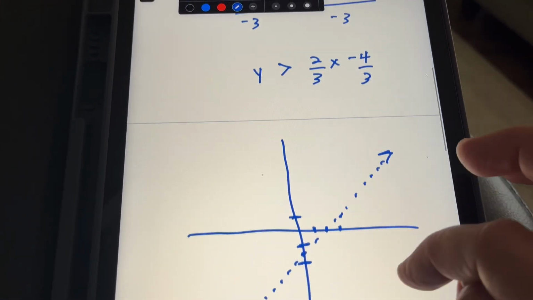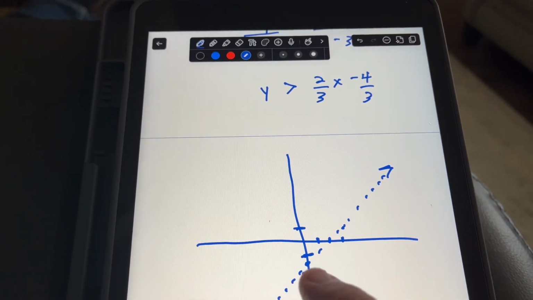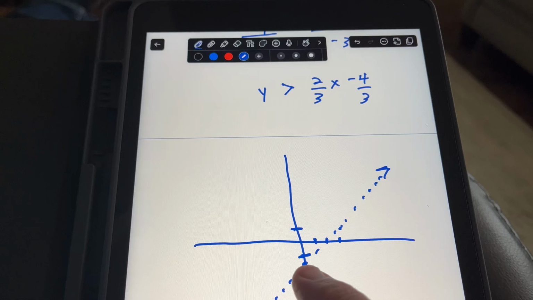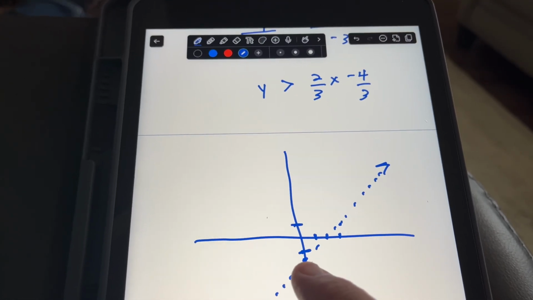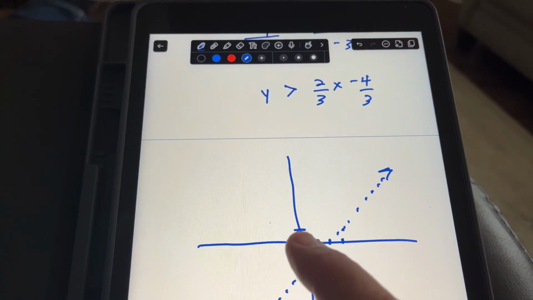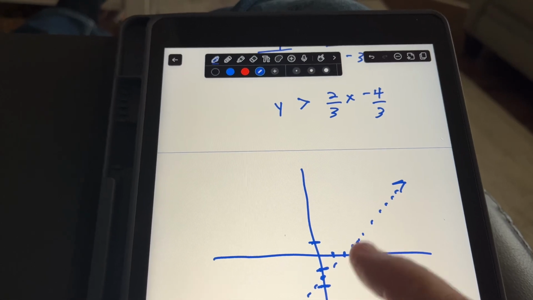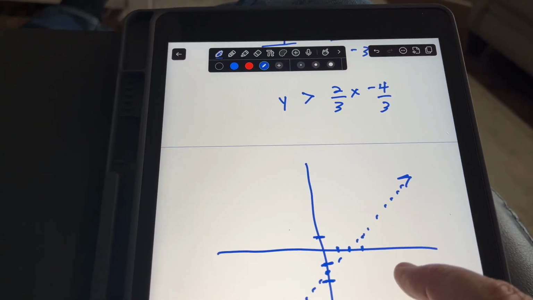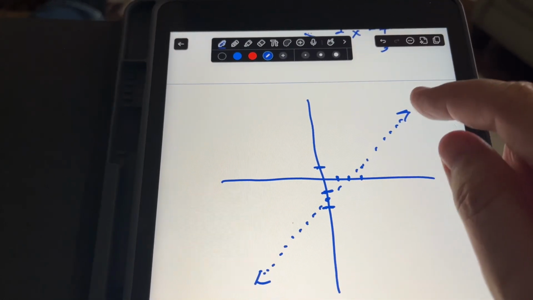Now, when I go to graph this, -4/3 is about -1 1/3. It's about right here. If you do that on a calculator, it's like -1.3 repeating. So that's here, and then I go up 1, 2, and over 1, 2, 3. So my other point is here, and I draw a dotted line because this is greater than. So I draw a dotted line through that.